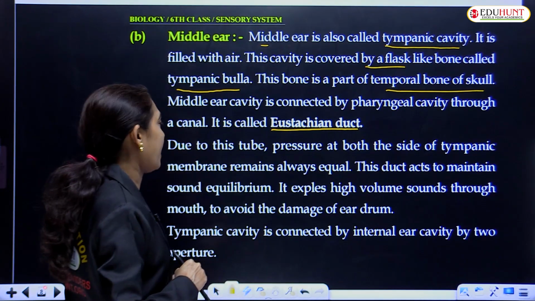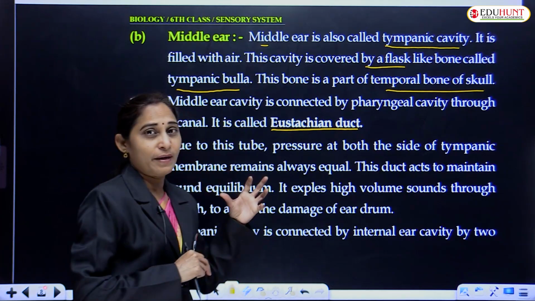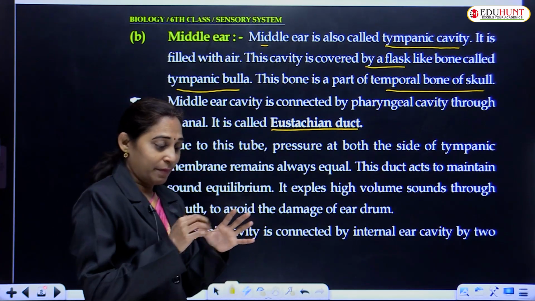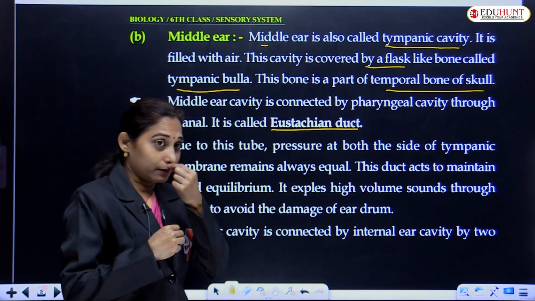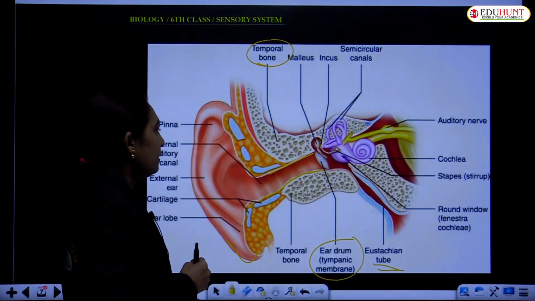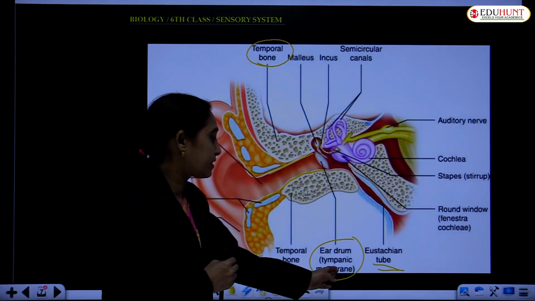The membrane remains always equal, that is the pressure coming to the membrane, that is the tympanic membrane. Tympanic membrane, this is the membrane.